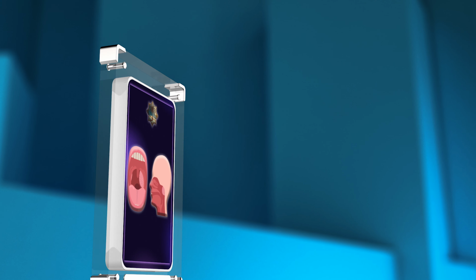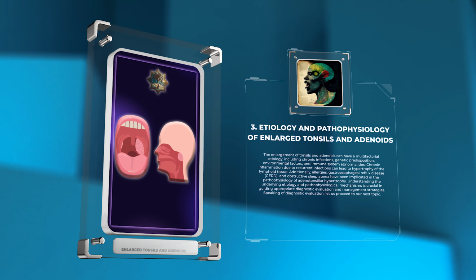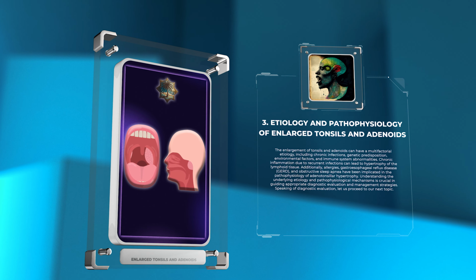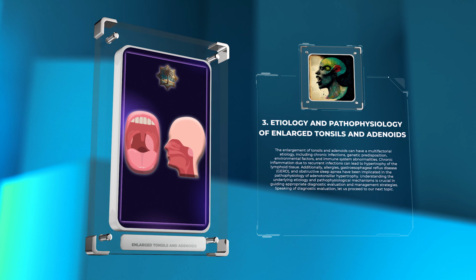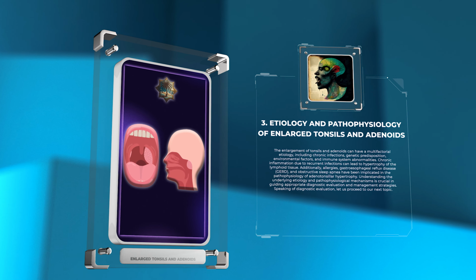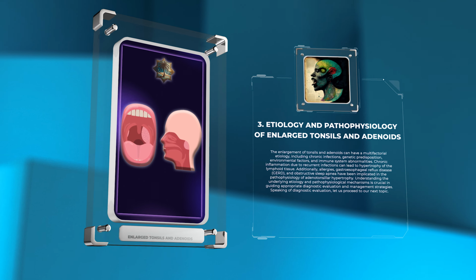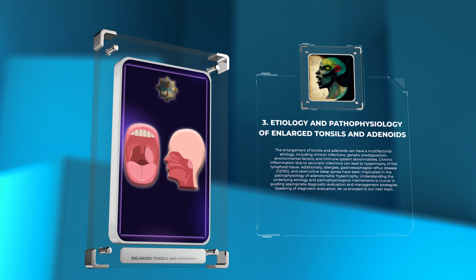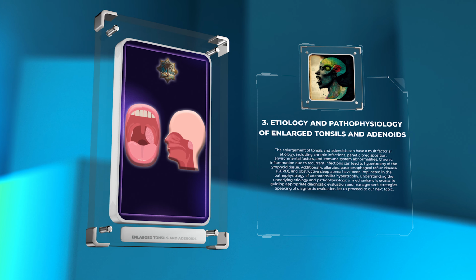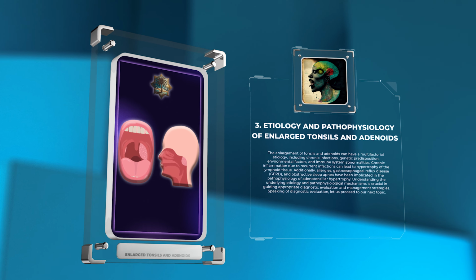The enlargement of tonsils and adenoids can have a multifactorial etiology, including chronic infections, genetic predisposition, environmental factors, and immune system abnormalities. Chronic inflammation due to recurrent infections can lead to hypertrophy of the lymphoid tissue. Additionally, allergies, gastroesophageal reflux disease, GERD, and obstructive sleep apnea have been implicated in the pathophysiology of adenotonsillar hypertrophy. Understanding the underlying etiology and pathophysiological mechanisms is crucial in guiding appropriate diagnostic evaluation and management strategies.